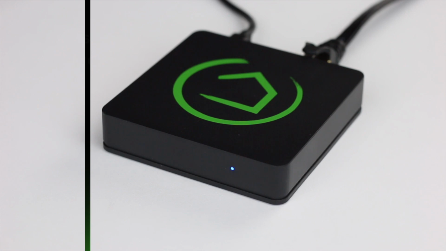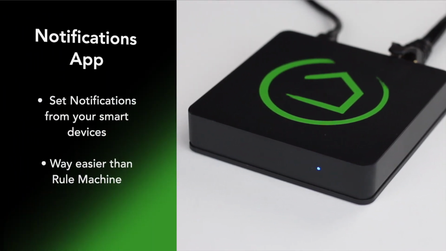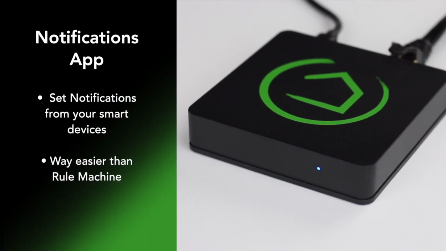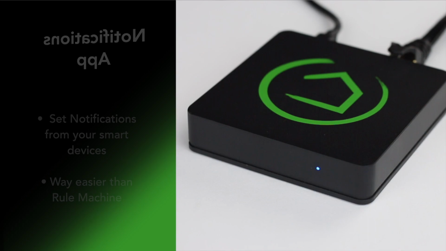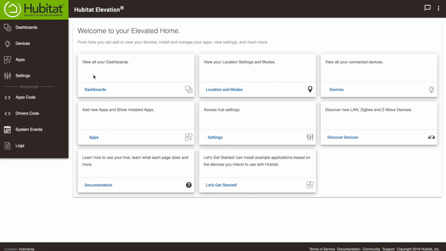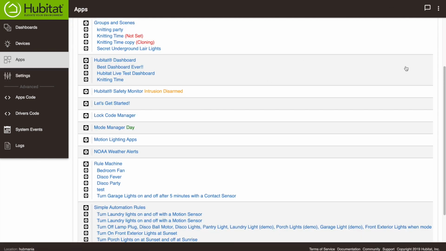If you want notifications from the smart devices in your automated home, the easiest way to set them up is using Hubitat Elevation's built-in notifications app. Sure, you could use Rule Machine, but why would you want to when notifications makes it so much easier? So let's do a quick walkthrough of setting up a notification. Start by going to the Apps tab, and if you haven't already, load the Notifications app.